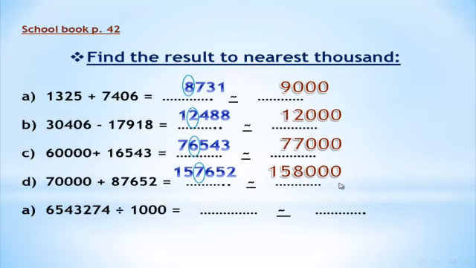Number E, I have 6,543,274 divided by 1,000. I will keep 3 digits after the point, so the result will be 6,543.274. Make the approximation, so the result will be 7,000.